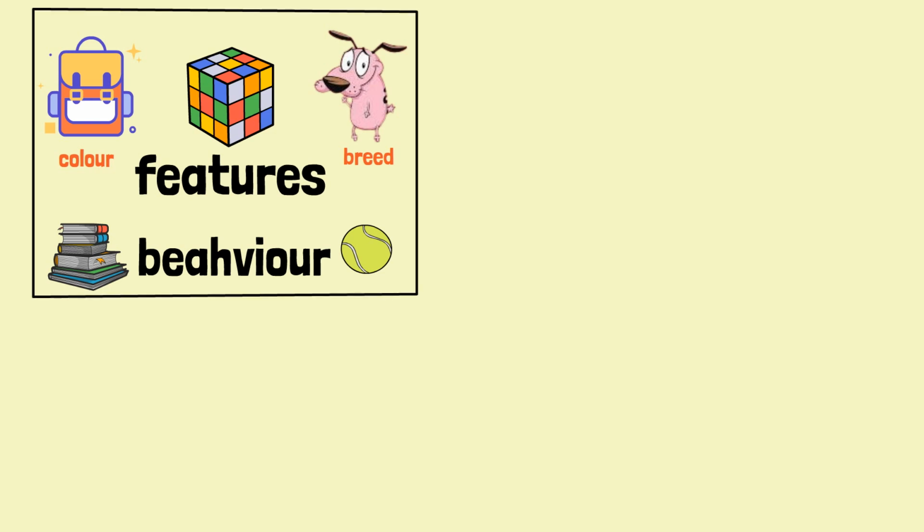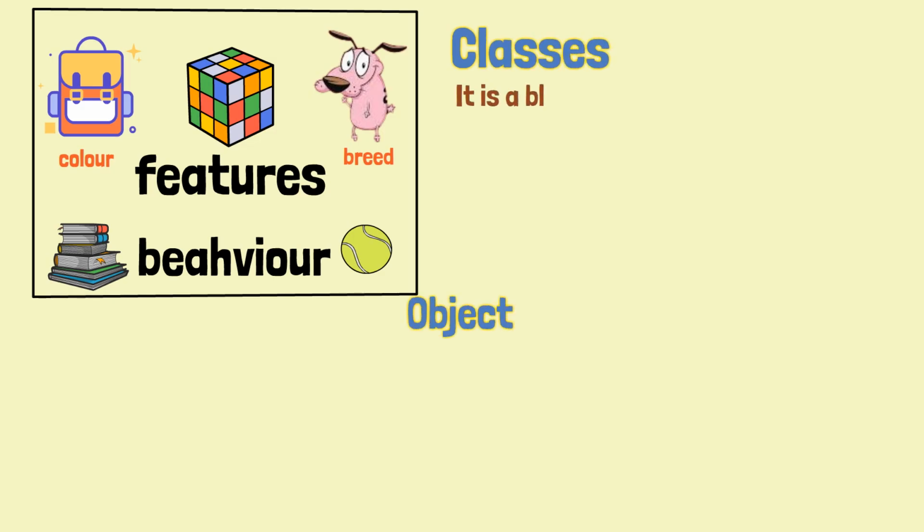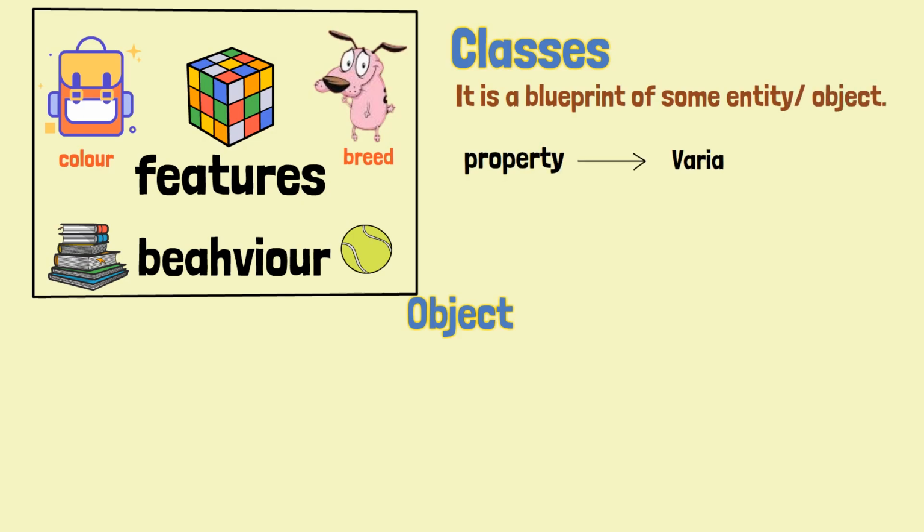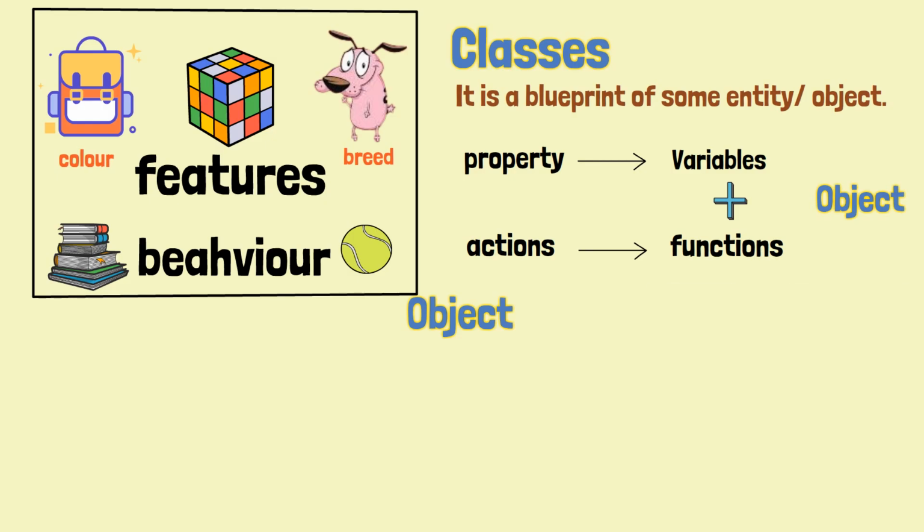In OOP, there are two main parts, classes and objects. A class is like a blueprint, it tells you what features, also called variables, and behaviors, also called functions or methods, an object will have. An object is like the actual thing you create based on that blueprint.